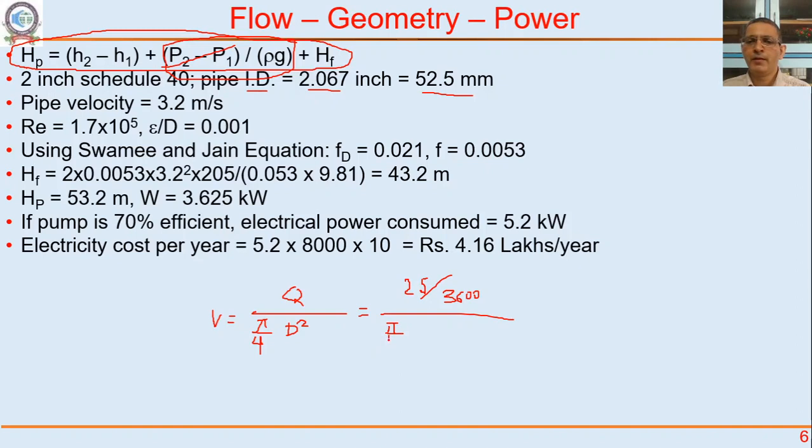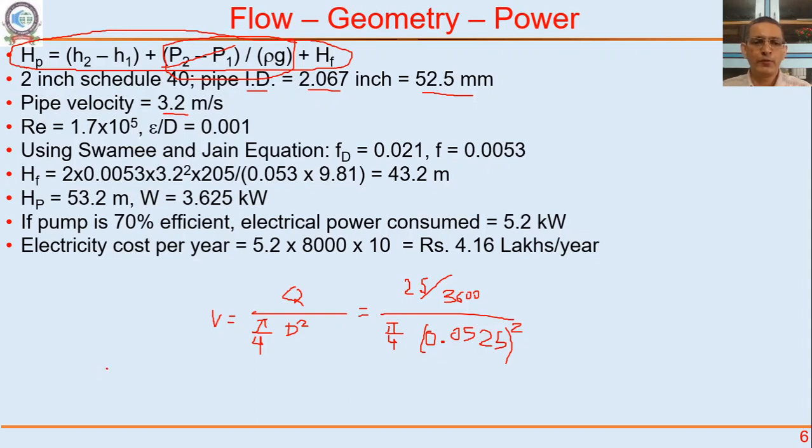You can calculate that. Diameter is 52.5 millimeters. Take care of units. So in terms of meters, if I want to write, it will be 0.0525 meters, and square of this, pi by 4 d square. That will give you the velocity in the pipe. So velocity you will find is 3.2 meters per second.